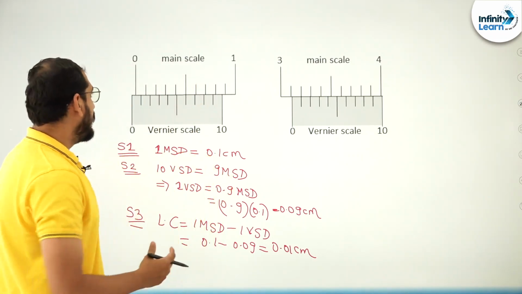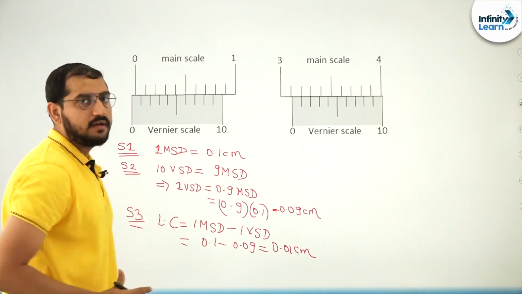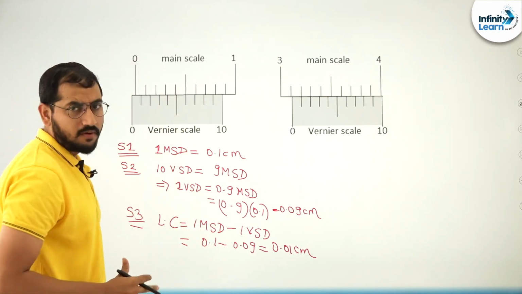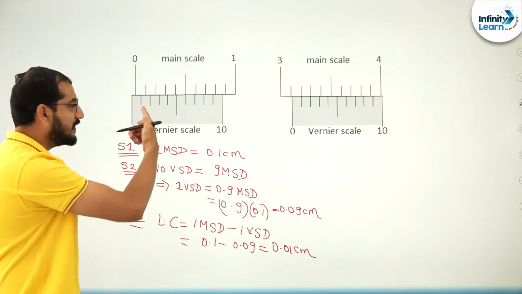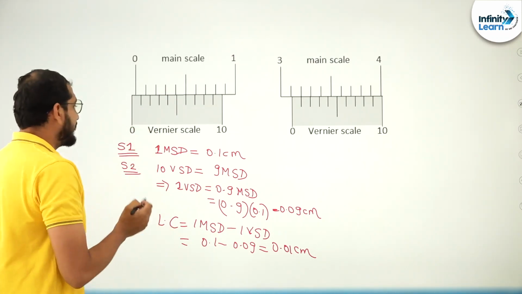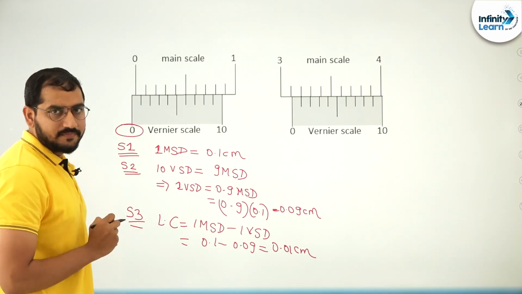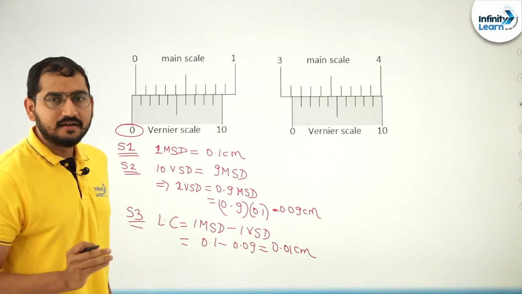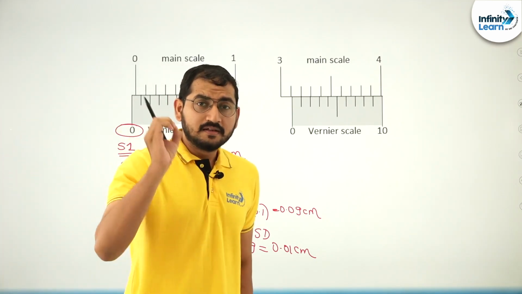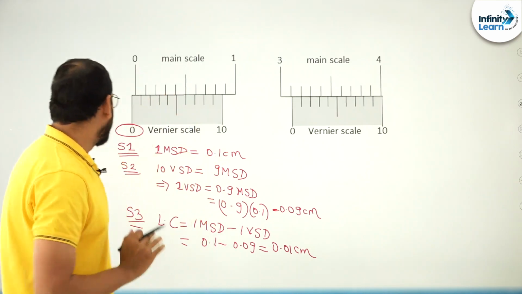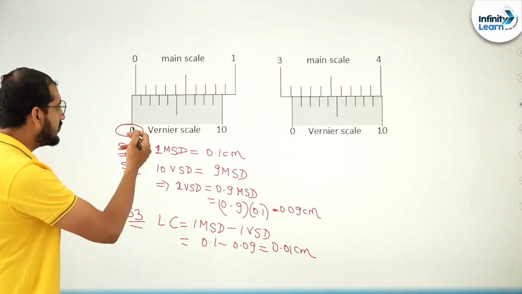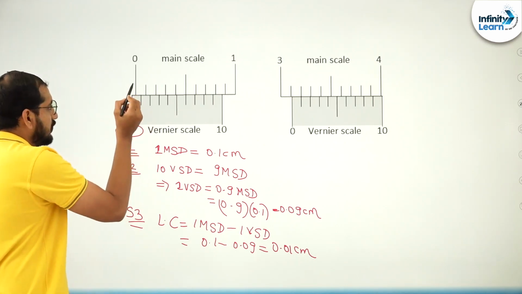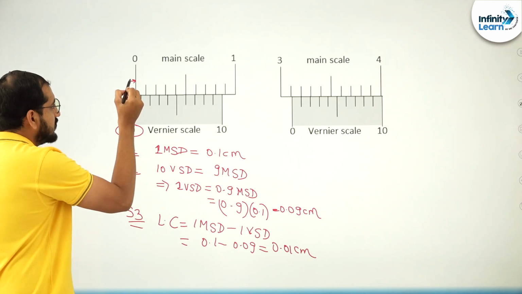Now let's come to the figures. Figure number 1 helps me find the zero error. The first thing I can see from this drawing is that the zero of the vernier scale is on the left side of the zero of the main scale. This indicates that this type of error is a negative zero error. I want to find the value of that error, so I need to calculate this difference.